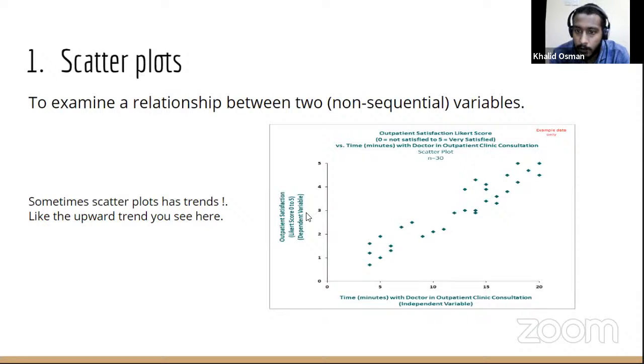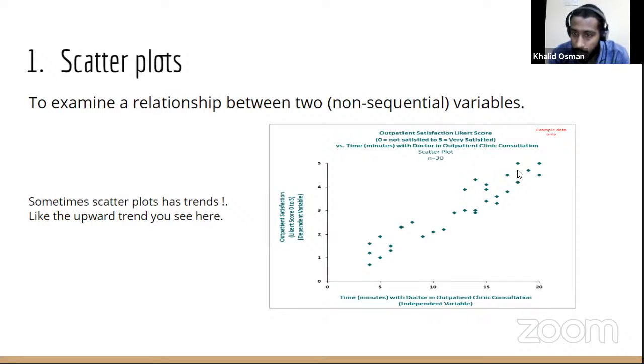These dots are our patients or their satisfaction level. So we plot each one of these, and then we can draw what is known as a regression line. The regression line shows us if a certain trend exists in our results or not.